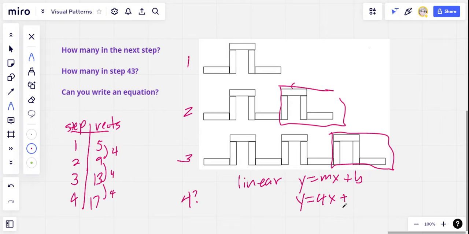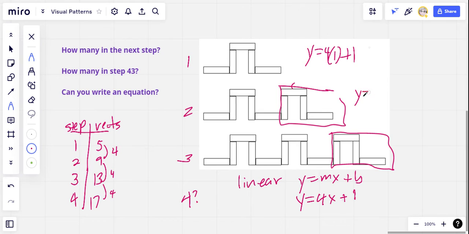And I think the easiest, most intuitive way to do that is just to try the first step. So let's take our y equals 4x. So in this case, the step number is 1, so we put in 1 for x. y equals 4 times 1. Well, that would be 4, but that wouldn't match the number of rectangles because there are 5 here. It would be 1 too short. So let's just add 1. So y equals 4x plus 1. So there's our equation. Let's test and see if that actually works for step 2.